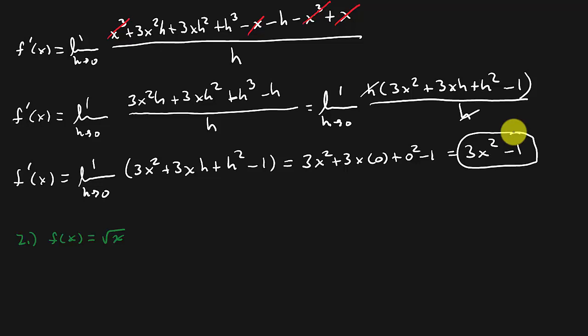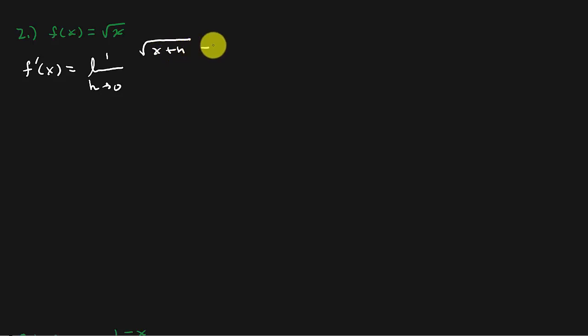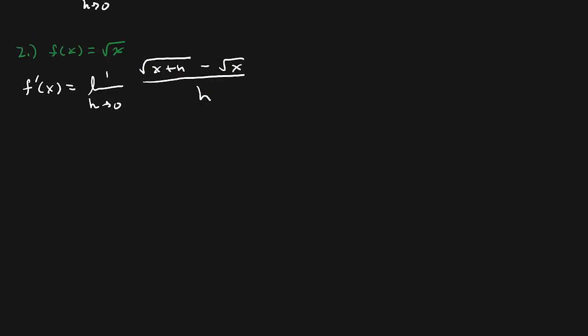All right. So now let's look at this one. So let's find the derivative. So f prime of x is equal to the limit as h goes to 0 of f of x plus h. So that's going to be the square root of x plus h, minus f of x, which is the square root of x, all that over h. Once again, here is f of x plus h, and there's f of x. Remember, for f of x plus h, we're just replacing x with x plus h.